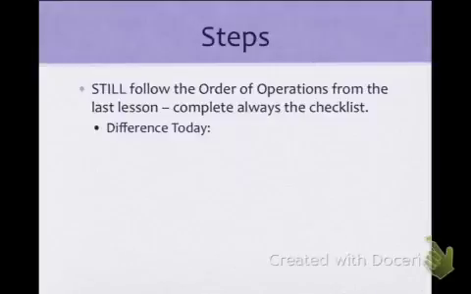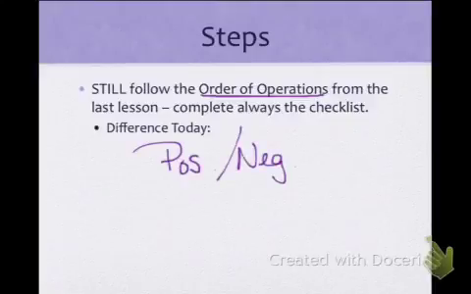Okay, so for part 2, we're going to start with our examples. I do want you to remember that we are still following the order of operations. So you need to go down through that list of things like we did in class yesterday, but the difference today is that you're going to have some positive or some negative values. Okay, so here we go.